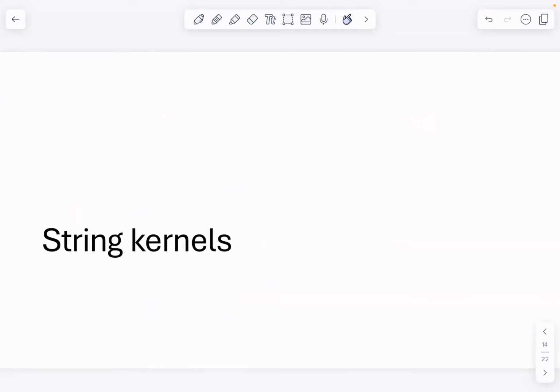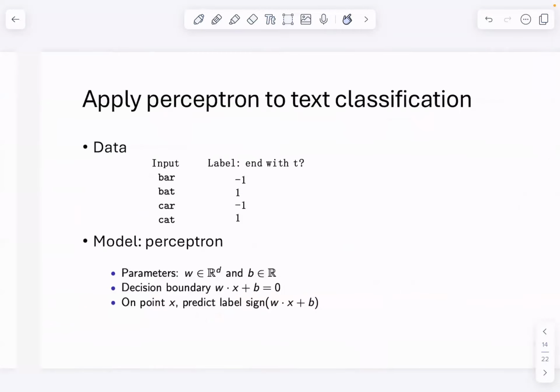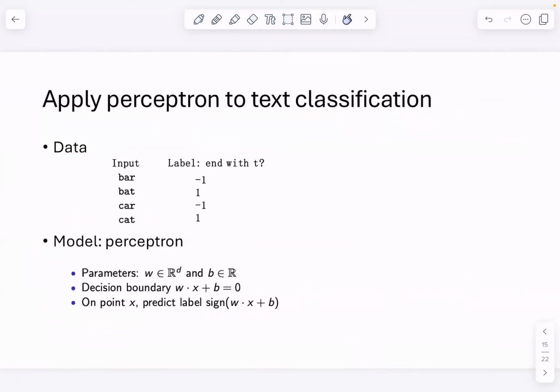Next, I'll mention a little bit more about string kernels. String kernels come up when we apply the perceptron to text classification. Let's say our text classification problem is that we want to classify a word to a label, and the label is whether this word ends with T, right? This is a typical binary classification problem. We want to apply our perceptron algorithm, and our parameters are still w and b. The decision boundary is still w times x plus b equals 0, right?